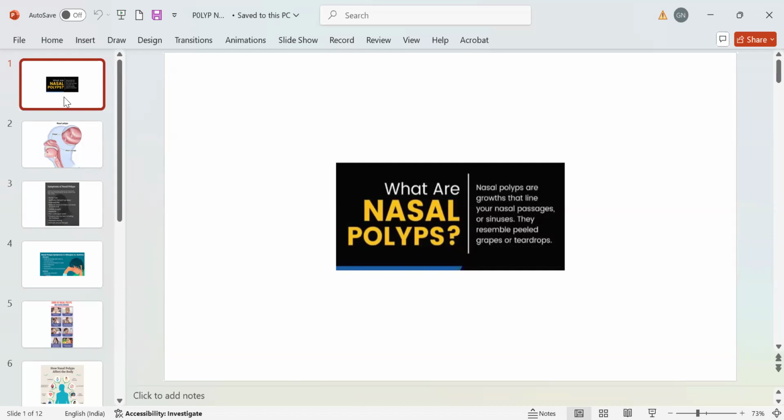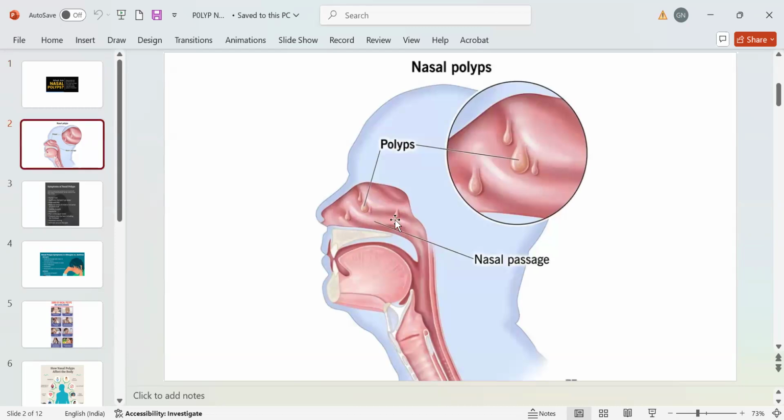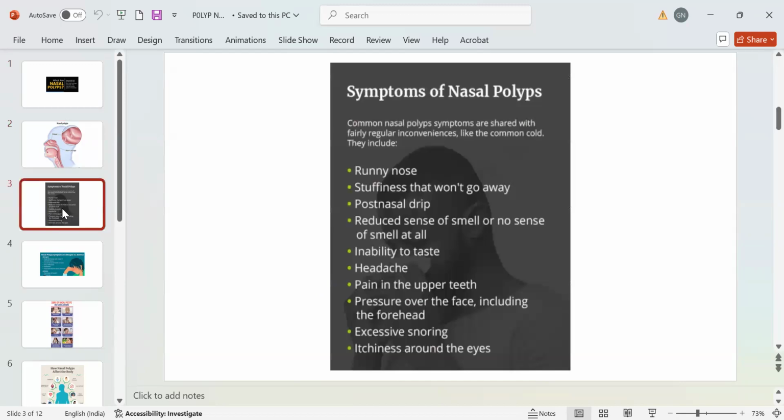When the polyps grow large enough and block the nasal passage and sinus, it can lead to frequent asthma attacks, repeated sinus infection, and sleep apnea disorder, because the person will not be able to breathe properly. So this inflammation of the nasal cavity causes nasal polyps. This is the picture. These are the symptoms.